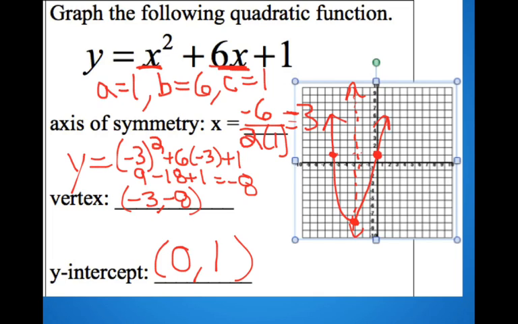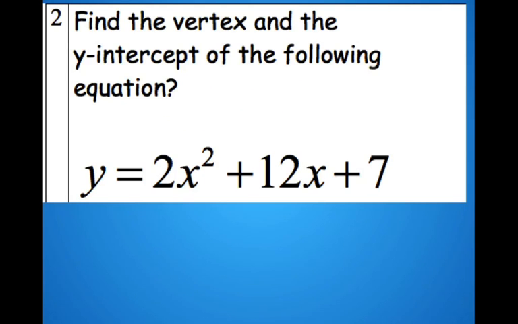Alright, next one. Okay, so really same directions, find the vertex. So the vertex is the negative b over 2a, and then you plug it in to get the y-coordinate. So x equals the opposite of b, so that would be negative 12 over 2 times 2, so negative 12 divided by 4, which is negative 3. So we just take that negative 3 and plug it in. So put it in there for all of those x's.